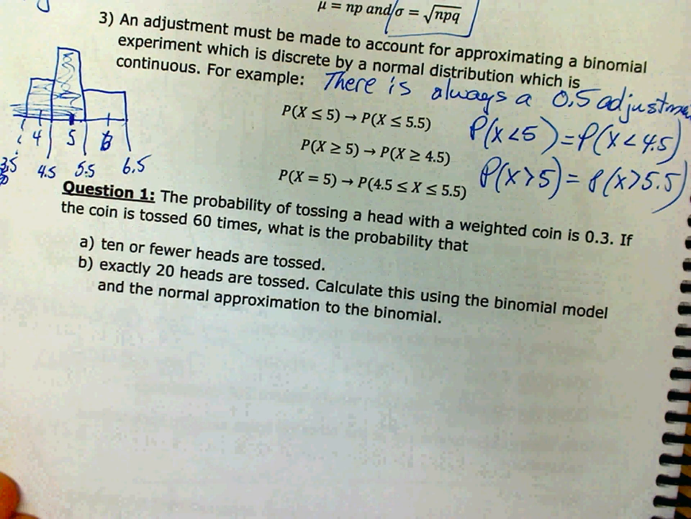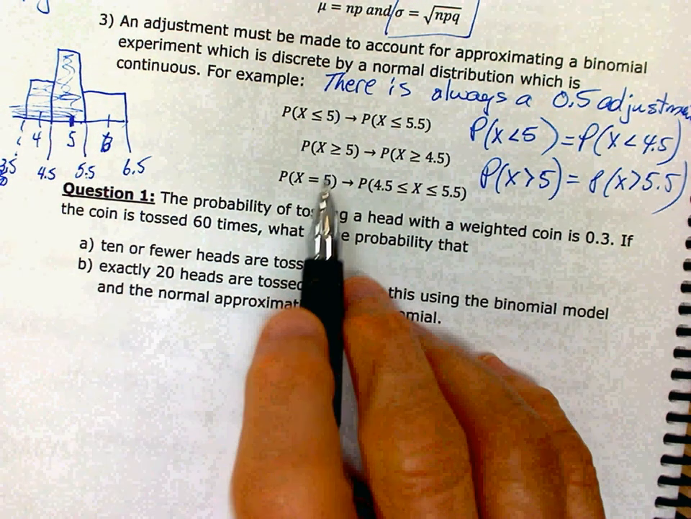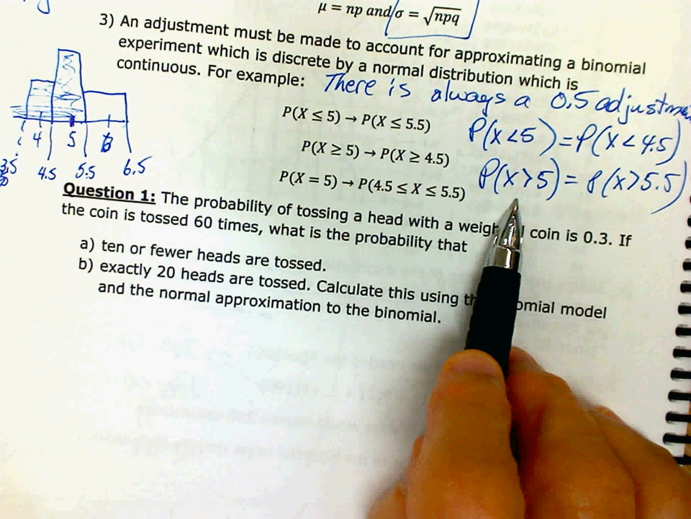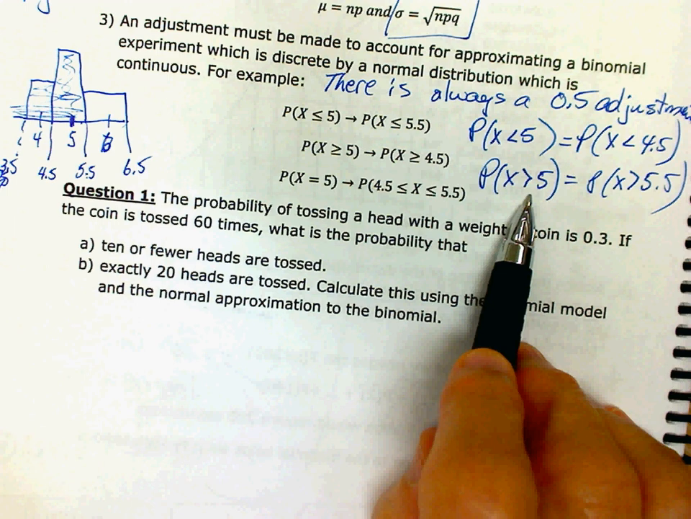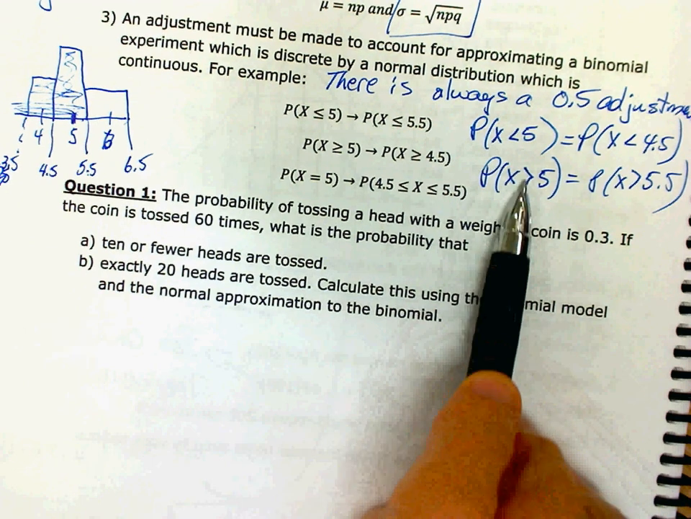Oh, this said greater than or equal to 5. This says greater than 5. So the 5 is not included. That's the difference. I just wanted to do some examples with greater than or less than.